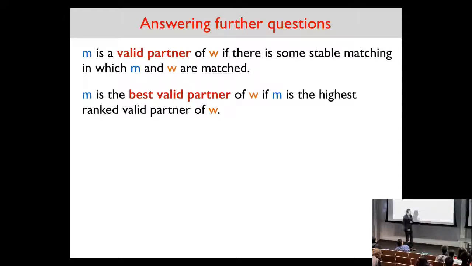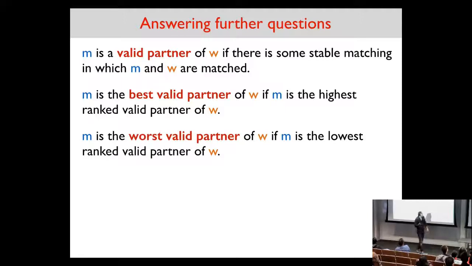Okay, now we can also sort of look at this from the woman's perspective. So let's again define this valid partner, best valid partner from the woman's perspective. It's the same definition, but we're flipping the M and the W. So M is a valid partner of W if there's some stable matching in which M and W are matched. M is the best valid partner of W if M is the highest ranked valid partner of W.